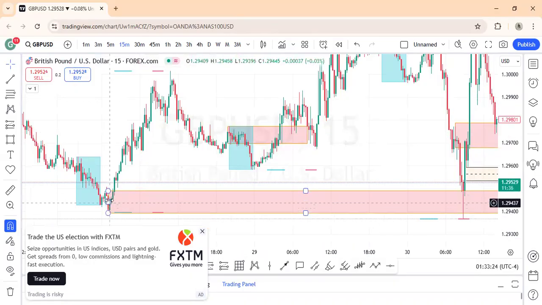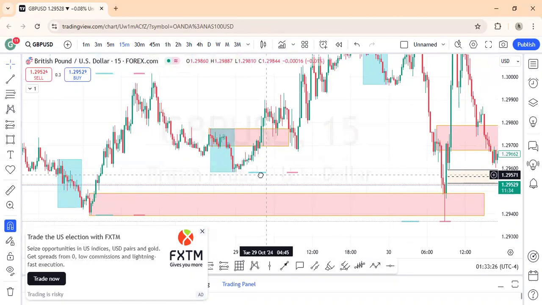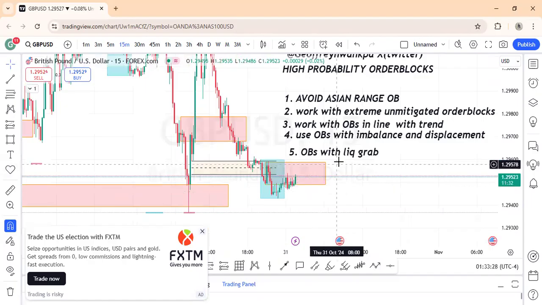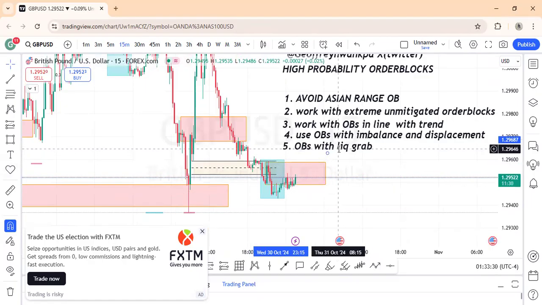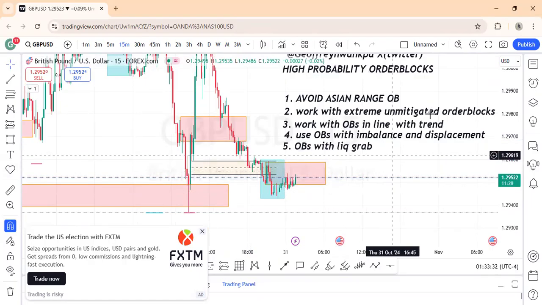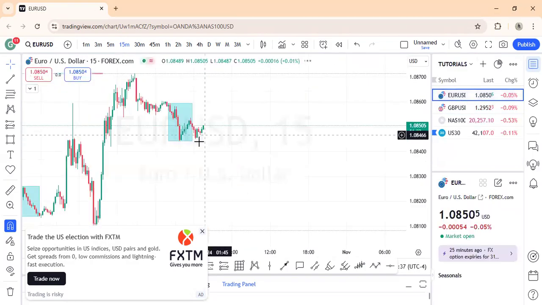The ones that take liquidity, like you can see push below a low or a high and then take liquidity, those are what we call high probability. You must see some form of liquidity grab to make it high probability. So let us look at some examples on Euro USD.